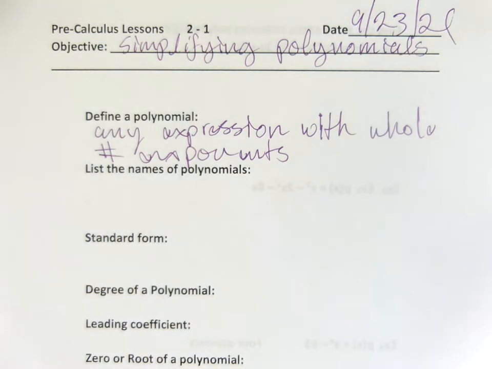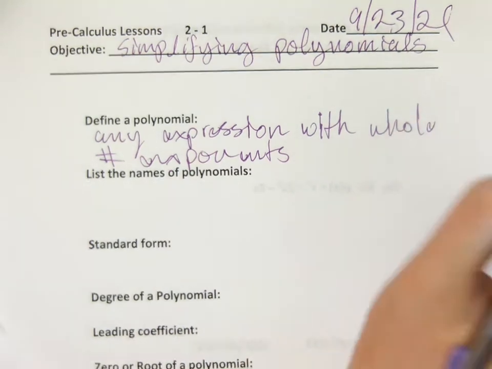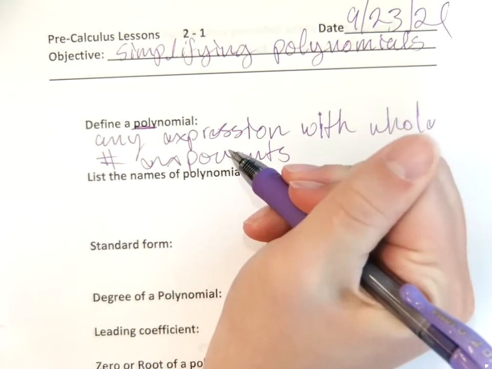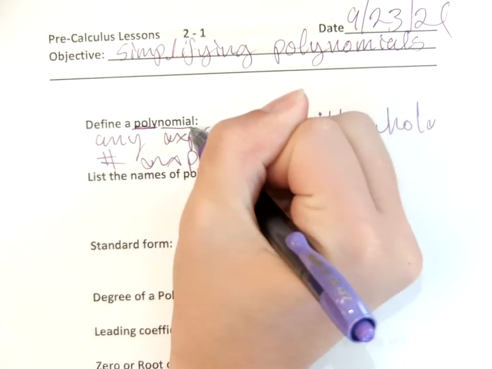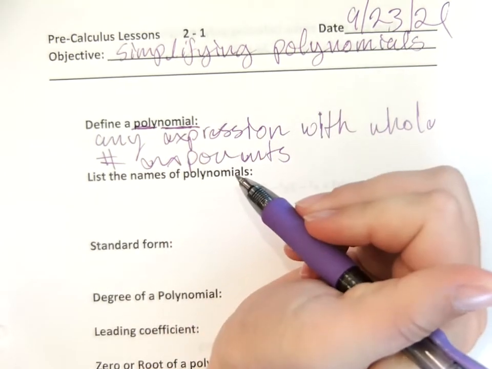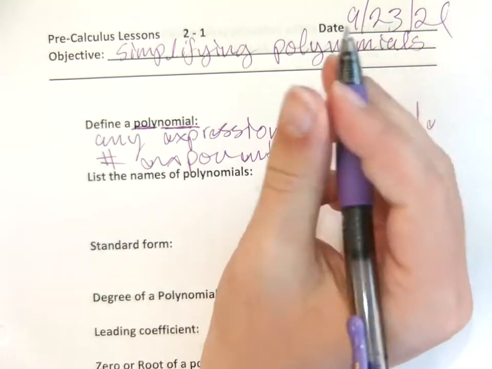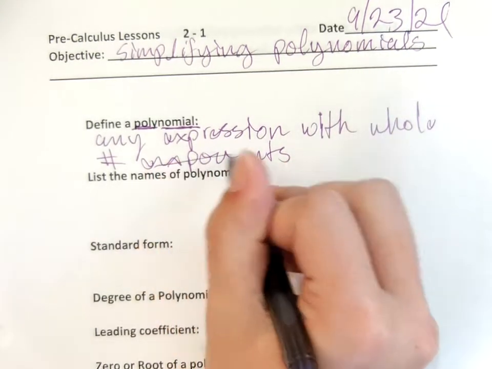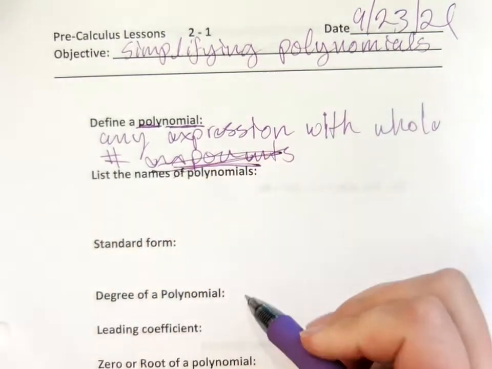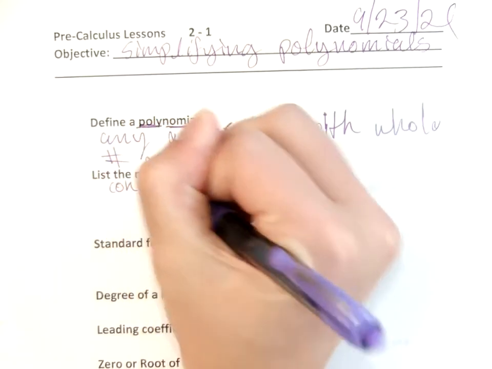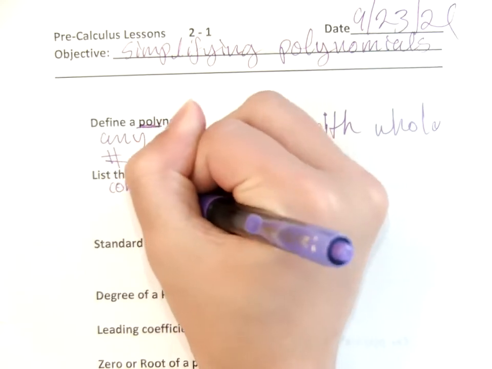Another thing about polynomials is that they can have any number of terms. In the name, poly means many and nomial means numbers. What separates those terms is the exponent. So for names of polynomials, you have your constants, which have an exponent of 0.